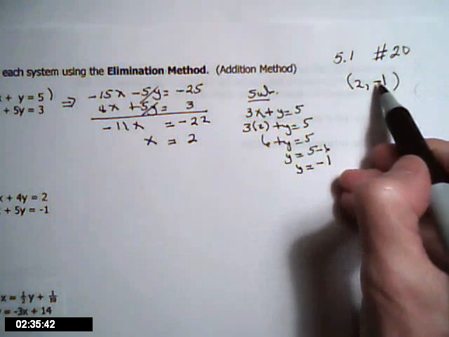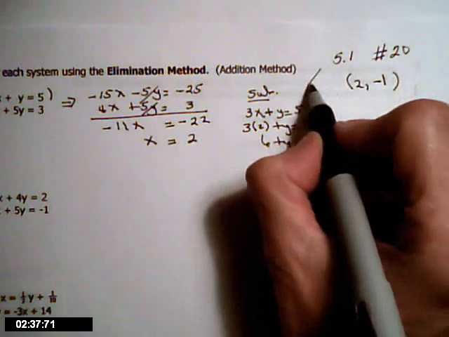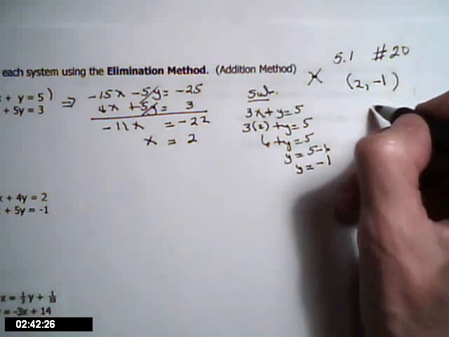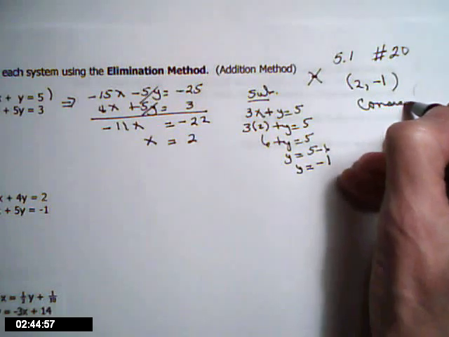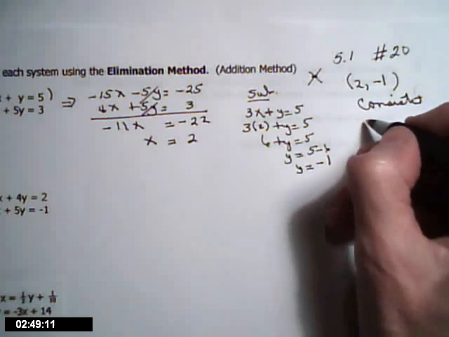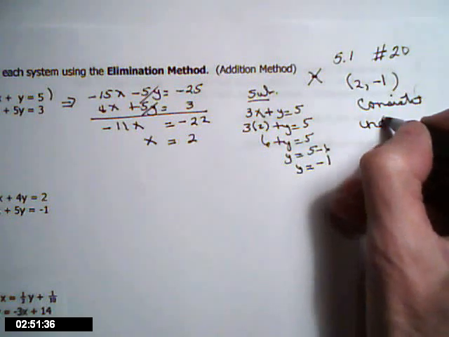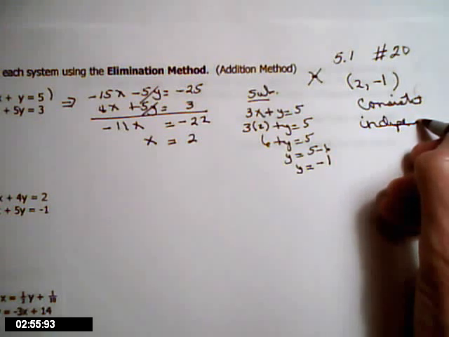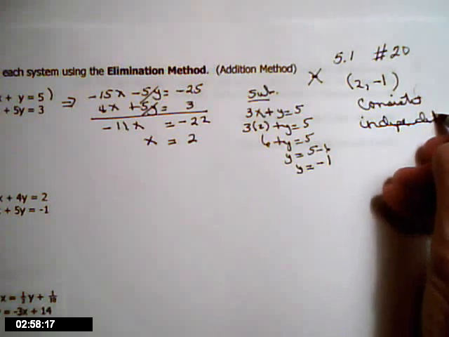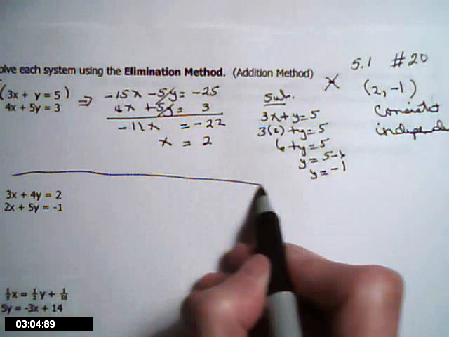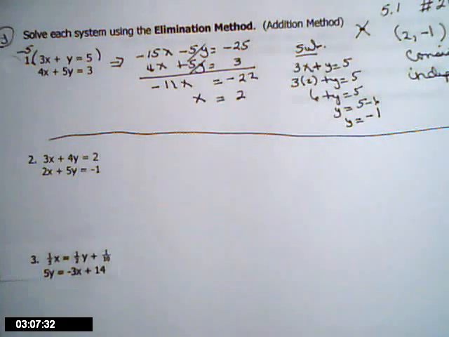Now think, I've got one point. In other words, those lines actually cross in one point. Now because I have one solution, they are consistent. And because they have one solution, they are independent. And really that's because, if you remember, they're not crossing in all points. They're only crossing in one point. Okay? Now, let's look at example number 2.